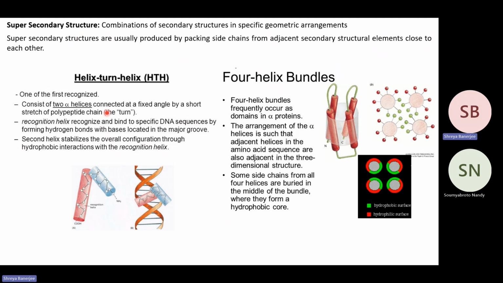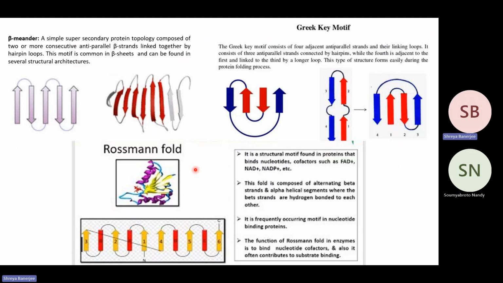So these are the super secondary or tertiary structures which involve helices. There are structures which involve beta sheets also. So you can have something called a beta meander, which consists of 2 or more consecutive antiparallel beta sheets. You can see these two form one antiparallel beta sheet. These two form another antiparallel beta sheet. And so 2 or more antiparallel beta sheets linked together by beta turns is called a beta meander.